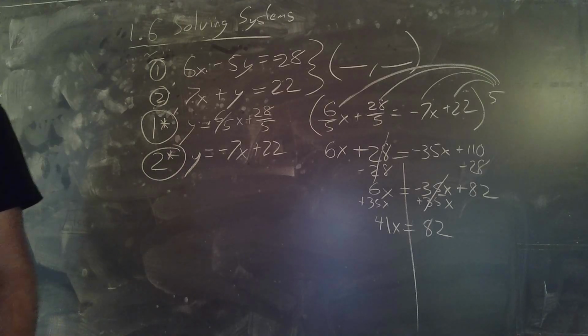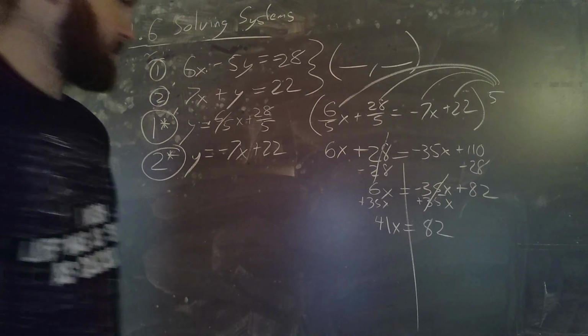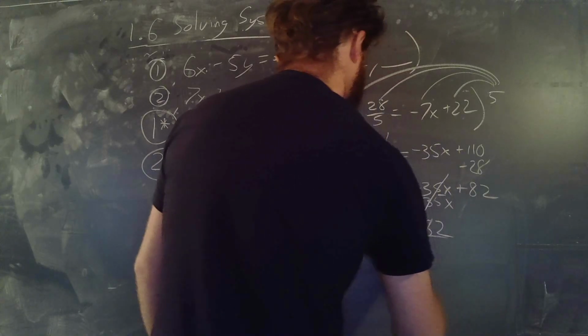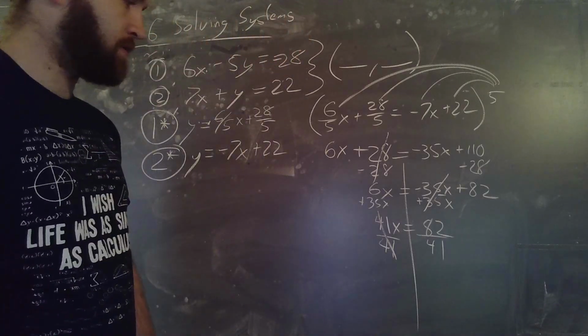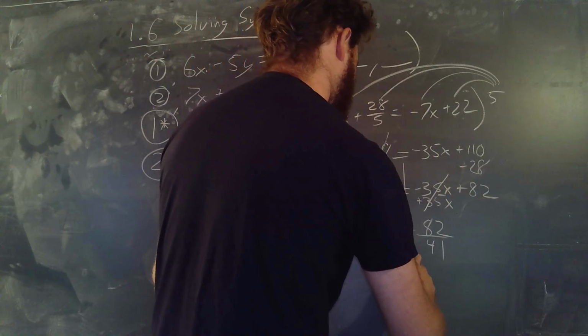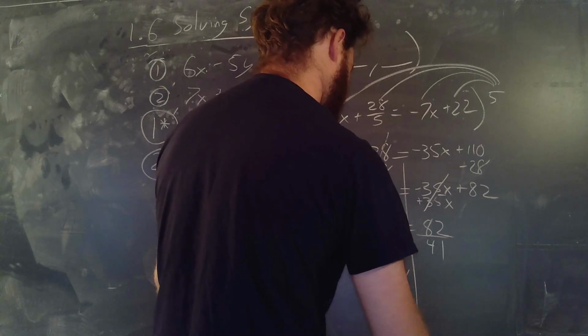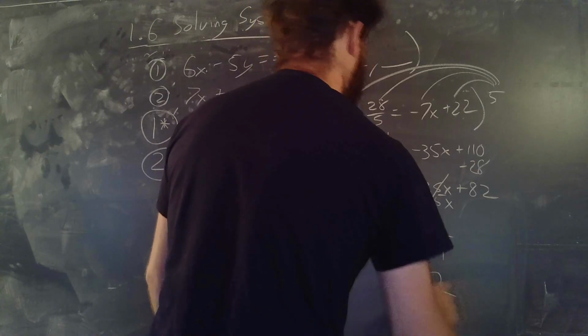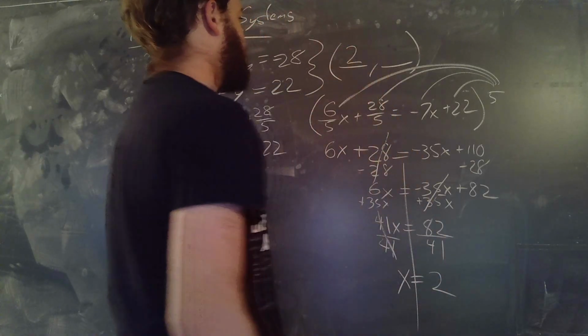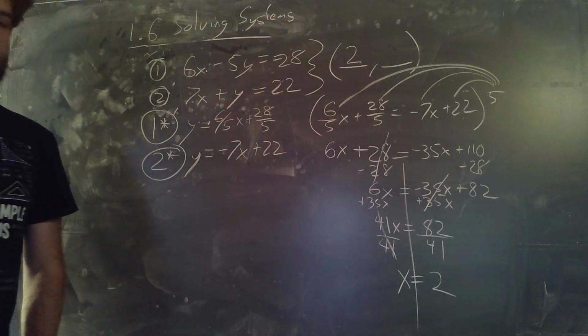Lastly, when I have a number times a variable equal to another number, remember we can just divide both sides by the number in front of the x. That will have the effect of canceling the 41. And remember, canceling by division leaves us with 1x. And then 82 divided by 41 is just 2. So my x answer to this thing is just 2.